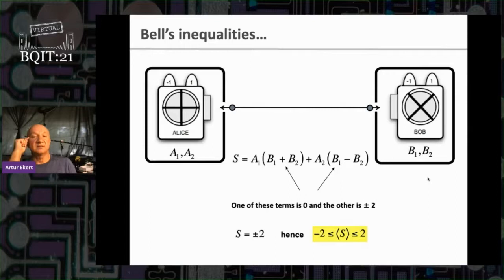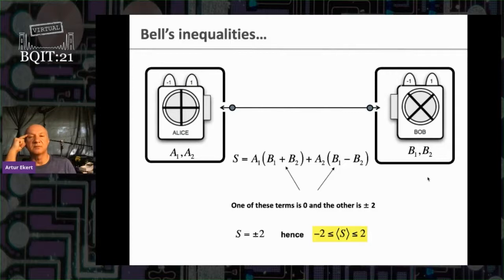You can see that as long as B1, B2 are equal to either plus one or minus one, so in each particular instance where the measurement happens, where they obtain those entangled particles, for example, or photons on which polarization they are going to measure, if in every single run there are those numerical values there, then you can see that one of those terms, either B1 plus B2 or B1 minus B2, is equal to zero and the other is equal to plus or minus two, right?